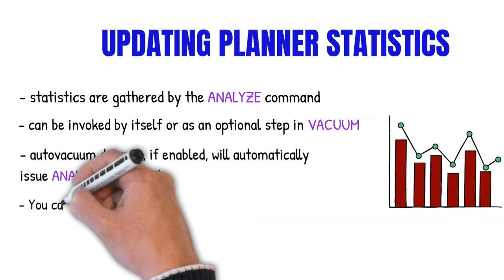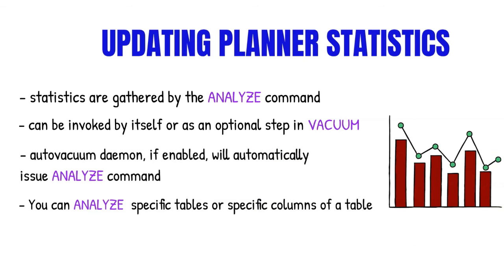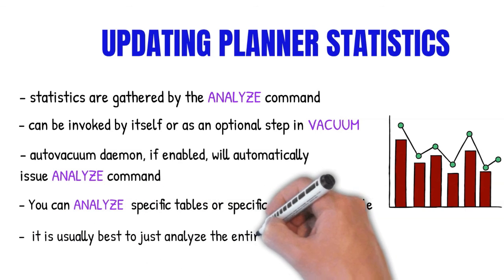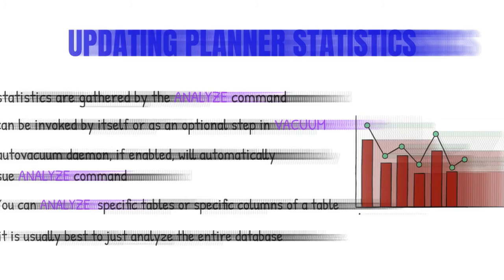It's important to note that it's possible to run analyze on a specific table or even just a specific column of a table. As a best practice, it's usually best to analyze the entire database because it's a very fast operation. What analyze does is use a random sampling of the rows of the table rather than reading every single row. So let's take a look at a quick example for you to see this in action.